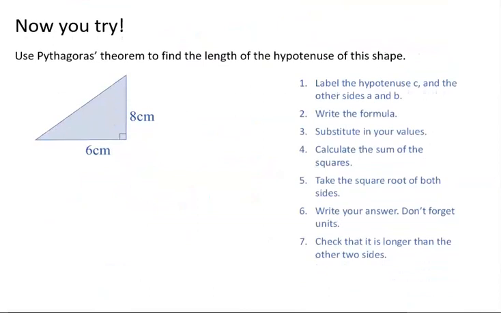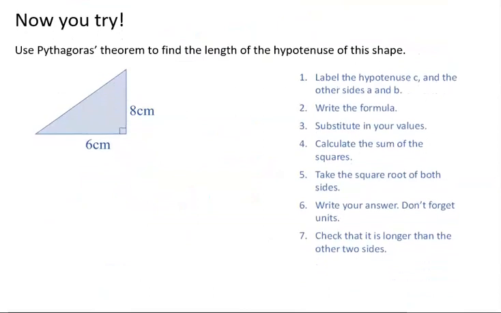Now it's your turn. Pause this video and have a go at using Pythagoras' theorem to find the hypotenuse of this right-angled triangle. The steps are on the side to help you out. And once you're finished, play the video again and we will check the working out together.